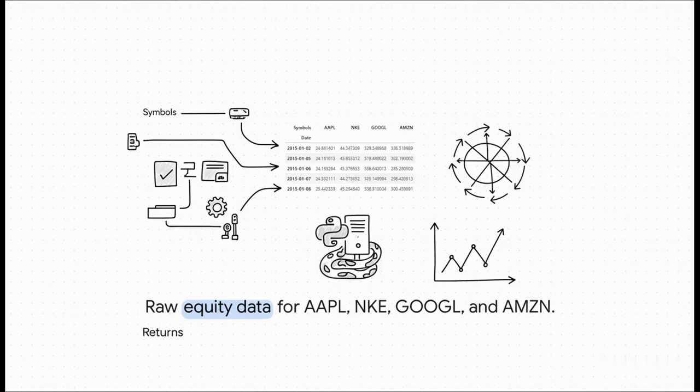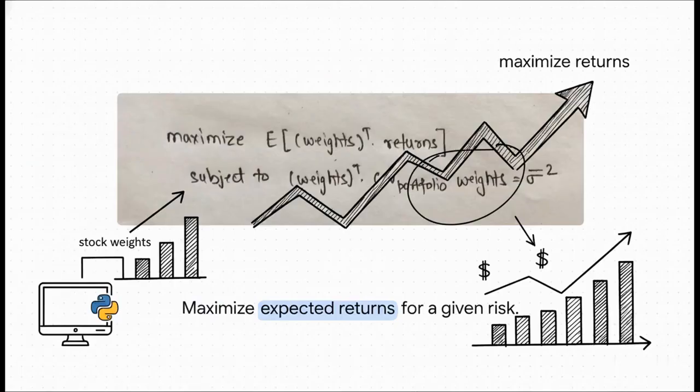To actually apply this, we start with raw historical data for a sample portfolio. Think big names, Apple, Nike, Google, and Amazon. Using Python, we calculate daily percentage returns and something called a covariance matrix, which basically tells us exactly how these stocks move in relation to one another. Next, we use that covariance matrix to actually power our algorithm.